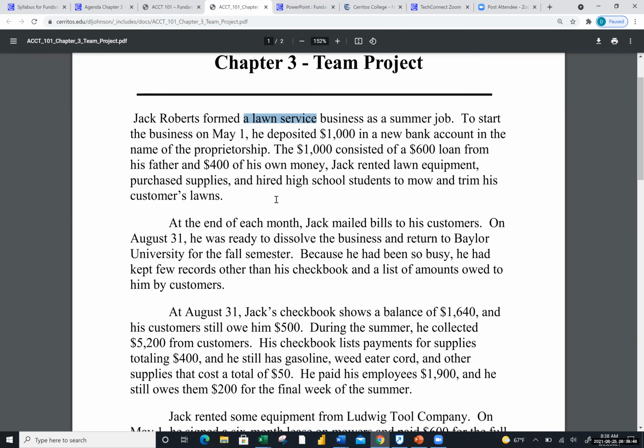So one of the things I want to focus on today is that accruals and deferrals always involve an income statement account and a balance sheet account. Every single adjustment that we're going to do in here involves an income statement account and a balance sheet account.